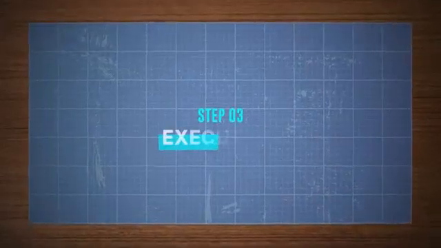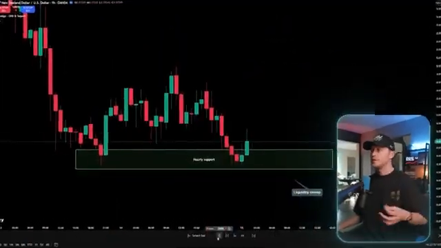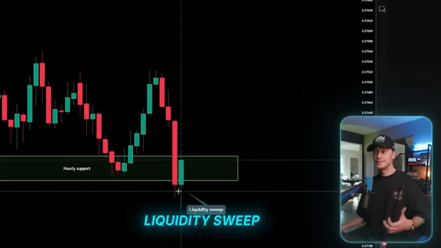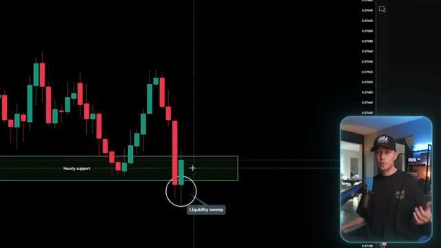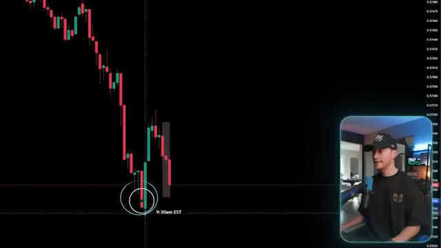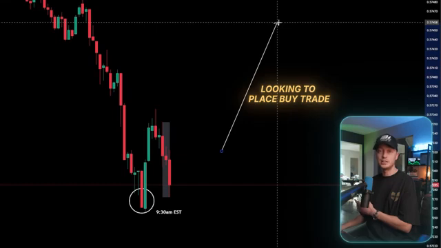Now is the most important part, step 3, execution. Let's get into some actual trades. For this part of the strategy, I'm on the hourly time frame. That's where I'm looking for the liquidity sweep. Once I get the sweep, I'm looking for the reversal, so I'm only looking for buy trades. Then I come down to the 5-minute time frame. We just had the sweep occur right here, so again, I'm looking to place buy trades.